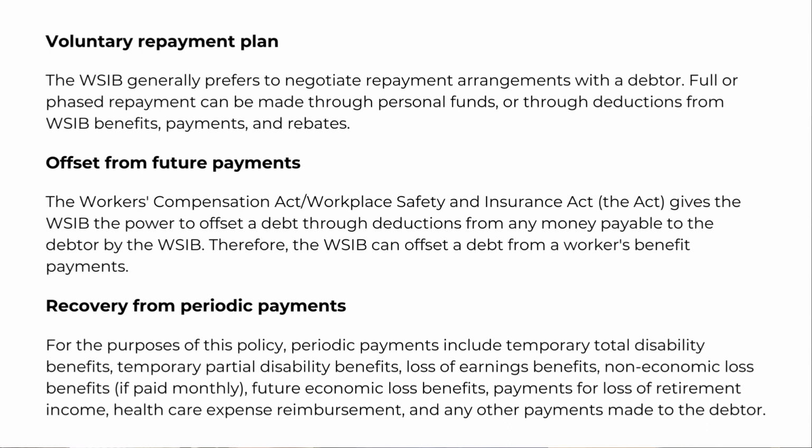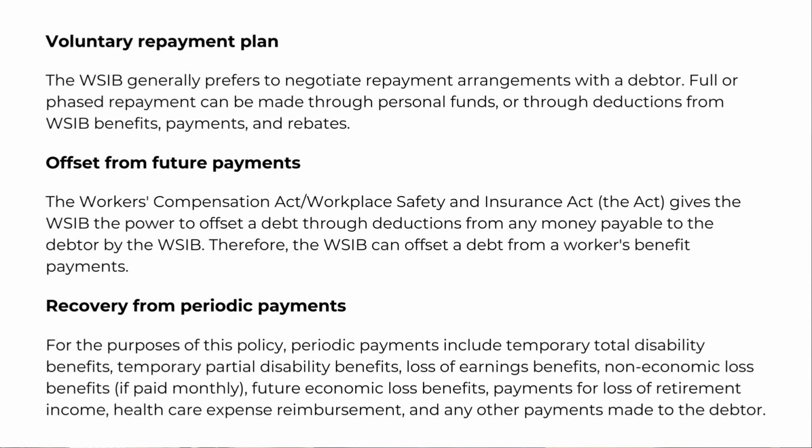The other one is offset from future payments. So the Workers' Compensation Act and the Workplace Safety and Insurance Act gives the WSIB the power to offset the debt through deductions from any money payable to the debtor by the WSIB. Therefore, the WSIB can offset a debt from a worker's benefit payments. One example is if you're receiving loss of earnings benefits and you owe money to the WSIB, if there was an error in calculations, they can negotiate a portion of that to be offset, meaning if you're receiving $1,200 a month, you could receive $1,000 or you could receive $700, whatever is agreed upon to offset from those benefits. So it's not coming out of your pocket, but it is coming from the benefits that are payable to you.